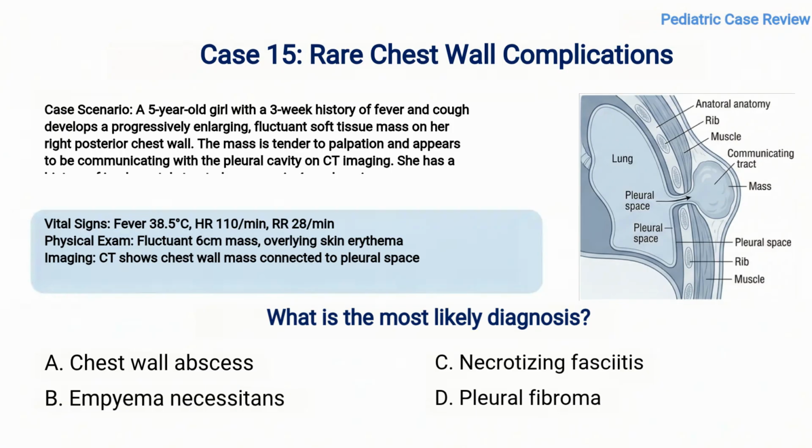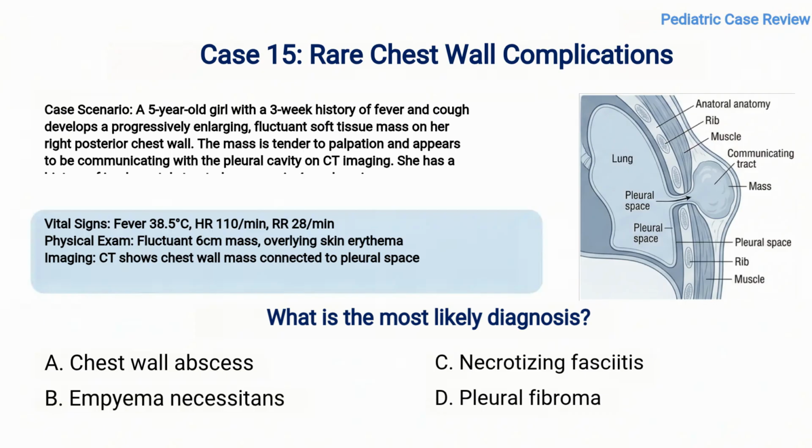Case 15. A 5-year-old girl with a 3-week history of fever and cough develops a progressively enlarging, fluctuant soft tissue mass on her right posterior chest wall. The mass is tender to palpation and appears to be communicating with the pleural cavity on computed tomography imaging. She has a history of inadequately treated pneumonia 4 weeks prior.